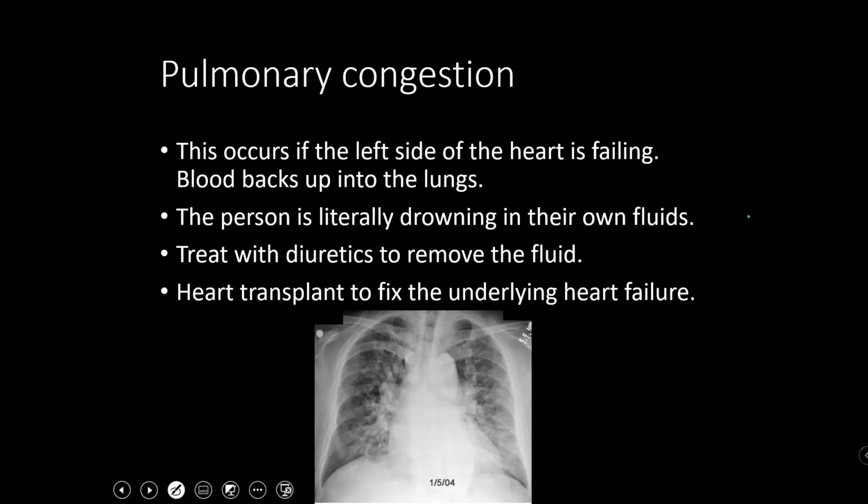And again, the only thing that we can really do is do things to try to get rid of the fluid. And so we'll give them diuretics that's going to help them pee out the excess fluid. And again, that does not fix the underlying problem, which is the heart. The only thing that would fix the underlying problem is a heart transplant.